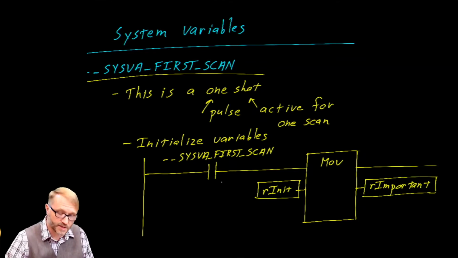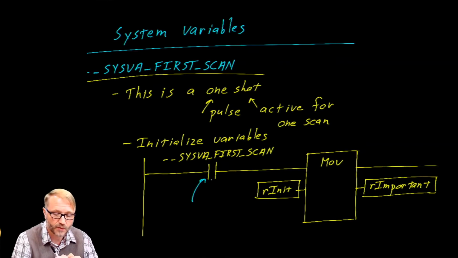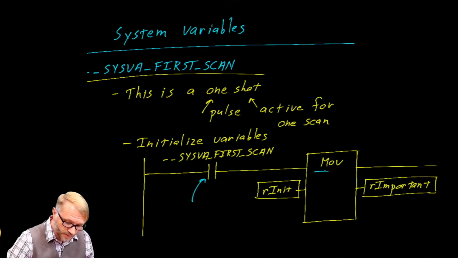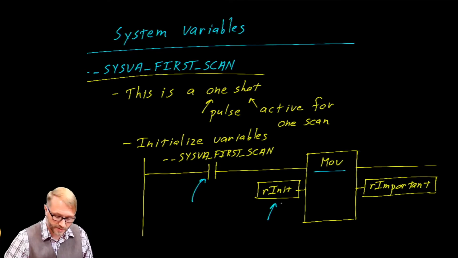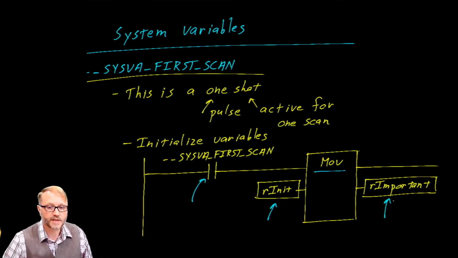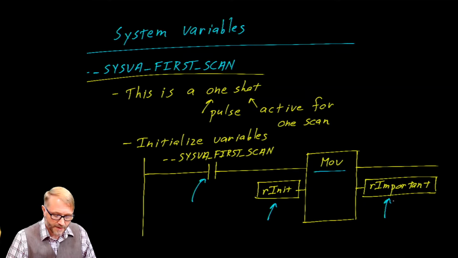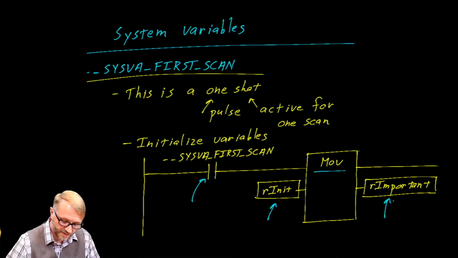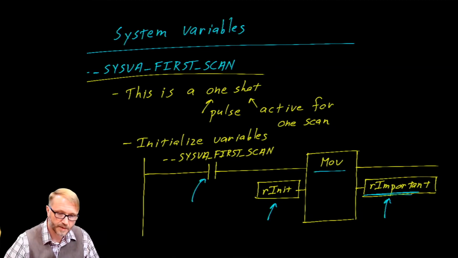This is a typical application. You can see that first scan variable used here on a normally open contact. On the very first scan, which is as soon as the machine is powered up or as soon as it's put into the run position, this will close. When it does, this move instruction will move this initializer, whatever real value you decide is important there, and it will store it in this memory location called real and important. From there, your program will start from a known position with known values stored in those memory locations.